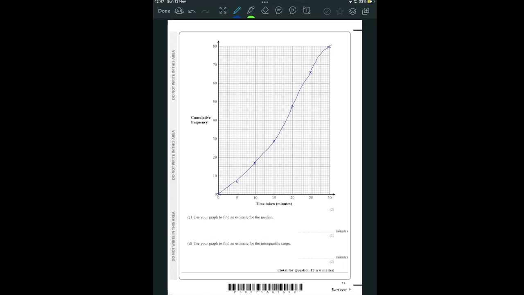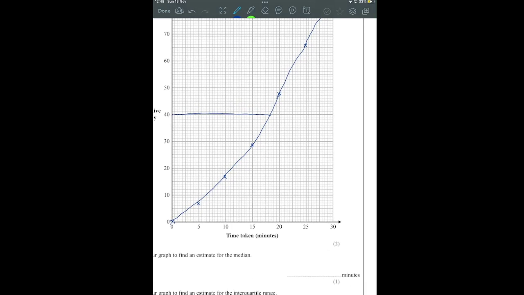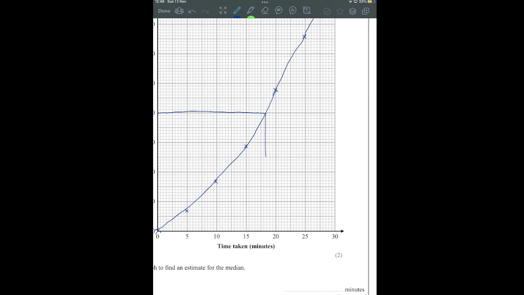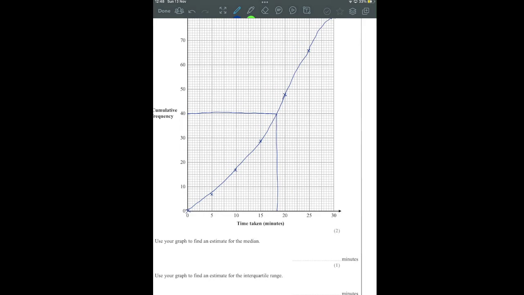Using your graph, find an estimate for the median. If I have 80 pieces of data, my median is at 40, so I'm going to pick out 40 and then go down. Again, pencil and ruler in your exam makes this a lot more consistent and a lot easier to keep straight lines straight. But I think that comes out at roughly 17. You do get a bit of leniency.